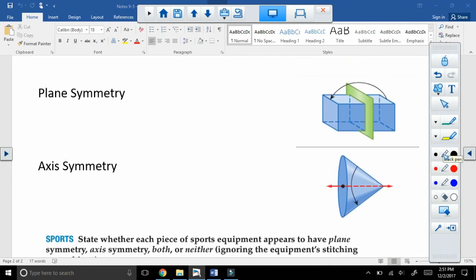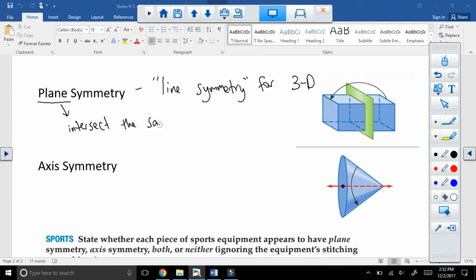And then the last pieces of vocab here, we have plane symmetry, which I kind of think of as like the line symmetry, but for three-dimensional objects. This is where you could have a plane intersect the shape, and not only does it make it into two congruent shapes, but they're mirror images of each other.